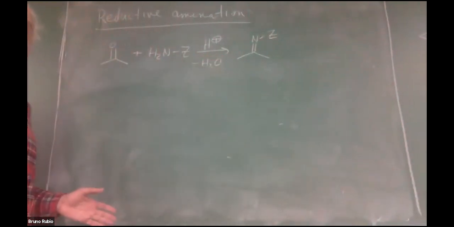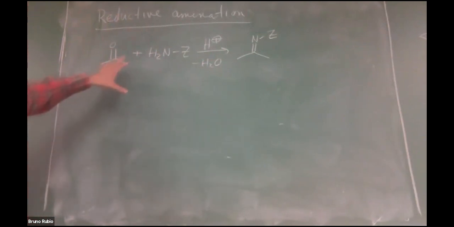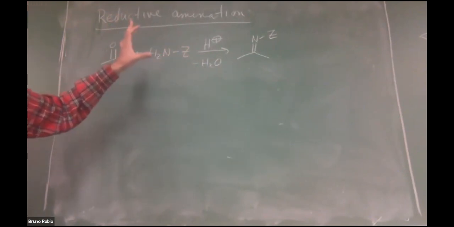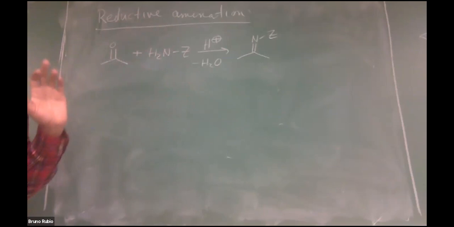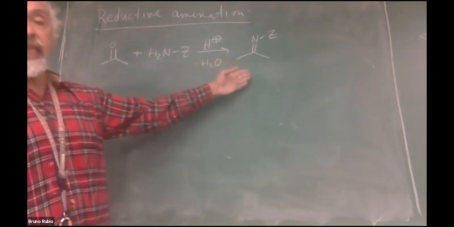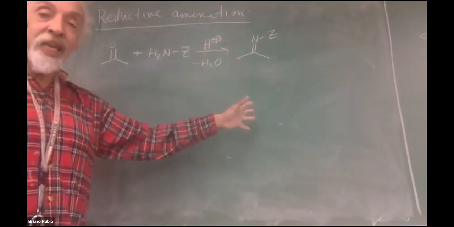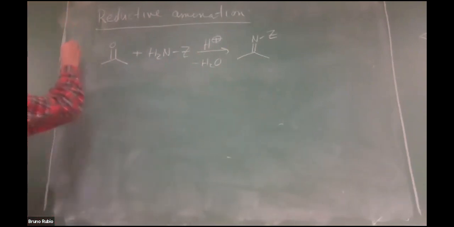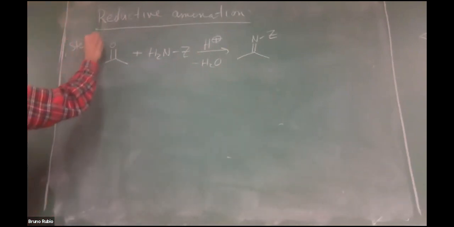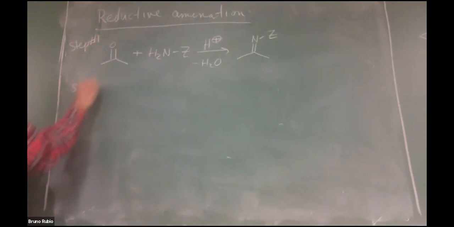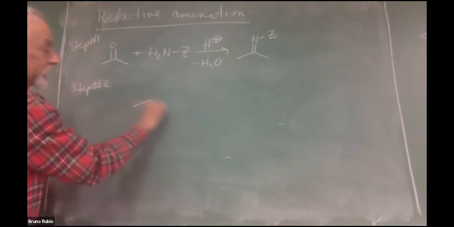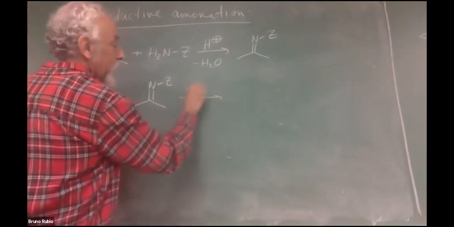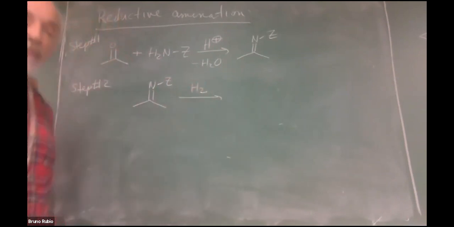Right, so we went all through how that imine forms. So you get this imine. That would be step one of reductive amination. And now in the second step, in a totally separate step, we take the imine that we formed in step one and react it with hydrogen in the presence of a metal catalyst.